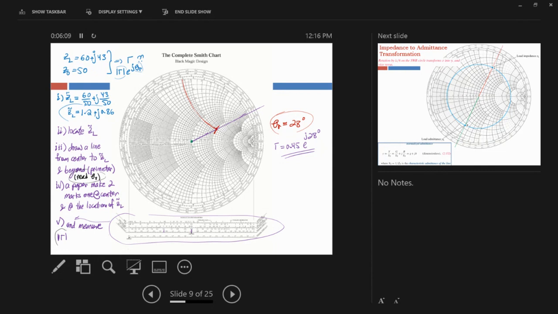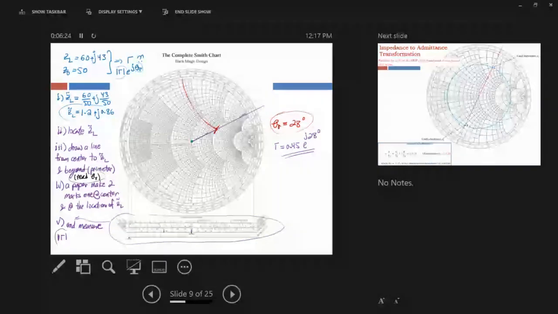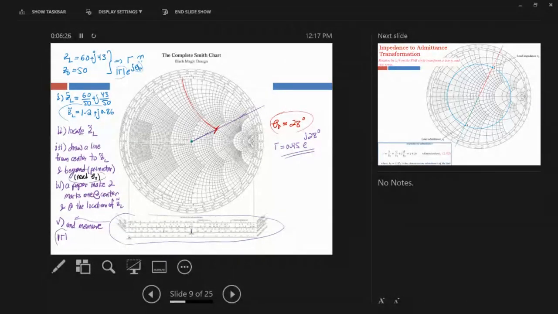Is everybody okay with doing something like this? Given ZL and Z0, can you normalize, locate it on the chart, and then draw the straight line, and all that I have said and put in here? Can everybody do that? Yeah, it looks pretty good.